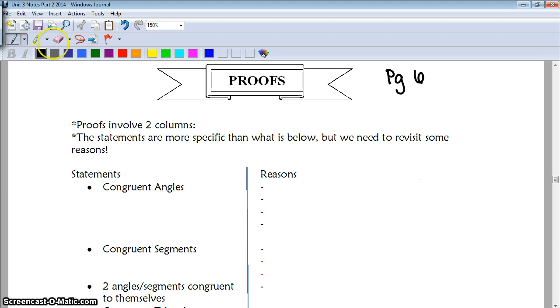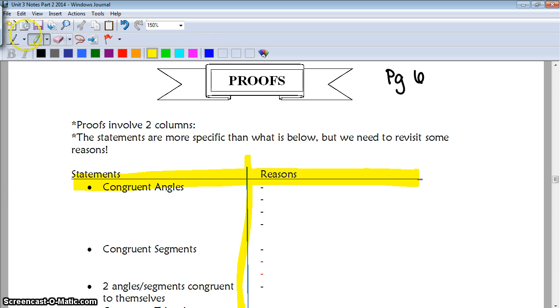Now, notice the table that you're given. It kind of looks like a T-chart. And we have statements on one side, reasons on the other. Sometimes you'll only have to fill in the reason side, and sometimes you'll have to fill in both. Today you'll see a little bit of both. So let's go ahead and start off with the reasons that you need.